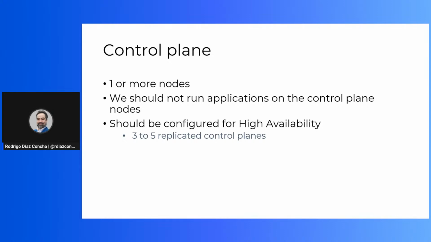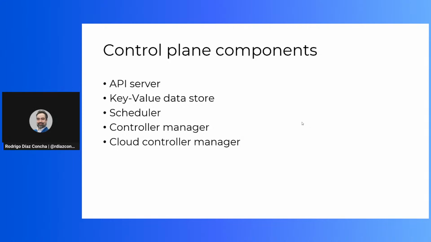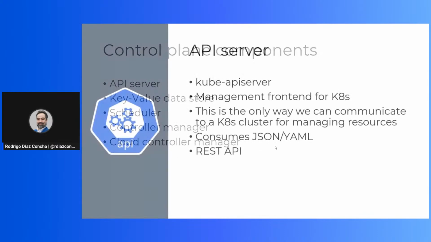It's not meant to be used as a way of running your applications. You can also have one or more nodes in the control plane, and this is very common when you want to achieve high availability. You should have 3 to 5 replicated control planes if you want high availability. What are those control plane components? The API server, key value data store, scheduler, the controller manager, and if you happen to be using a managed Kubernetes option in the cloud, then you will be using the cloud controller manager as well.